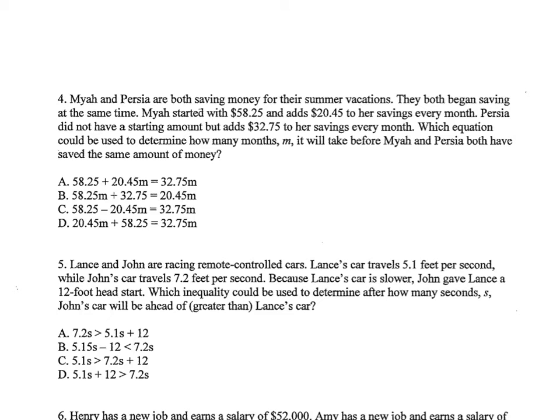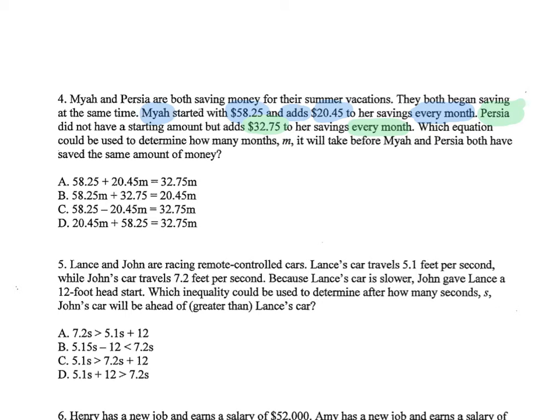Maya started, I'm going to highlight her name so I don't get confused. Maya started with $58.25 and adds $20.45 to her savings every month. Okay, then we've got Persia. She did not have a starting amount, so she started at 0, but adds $32.75 to her savings every month.